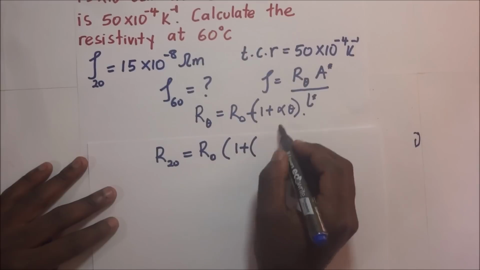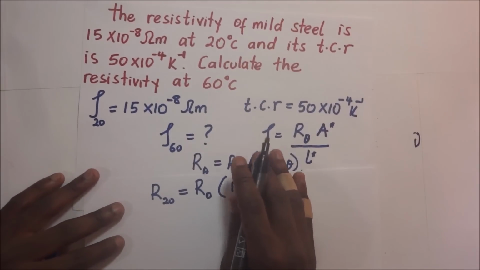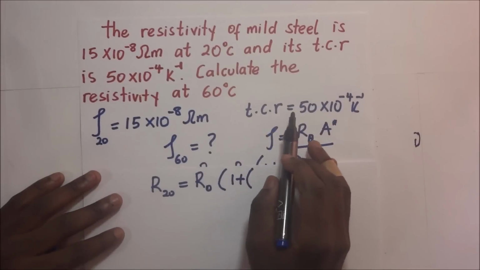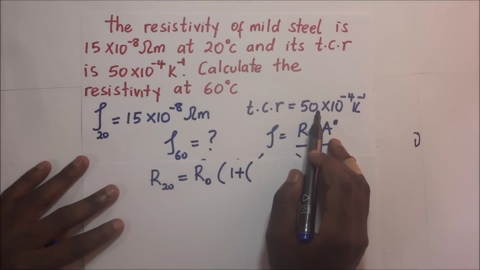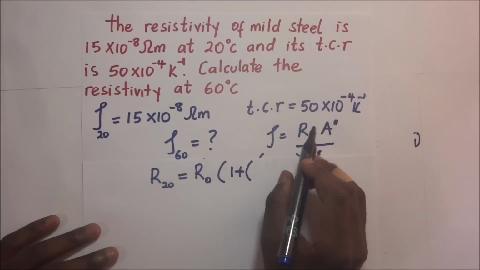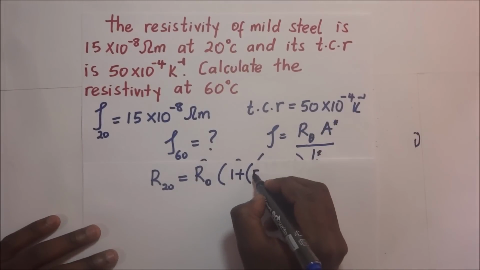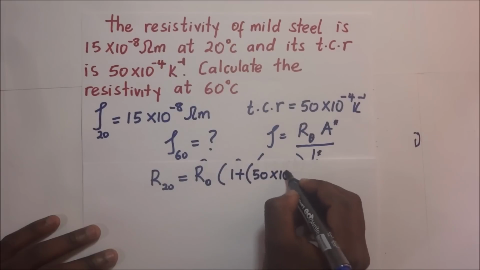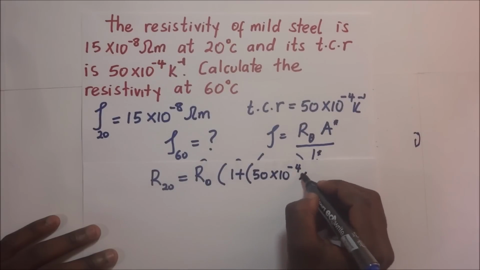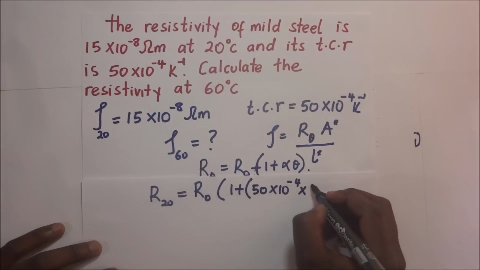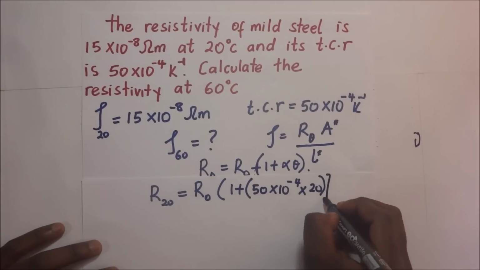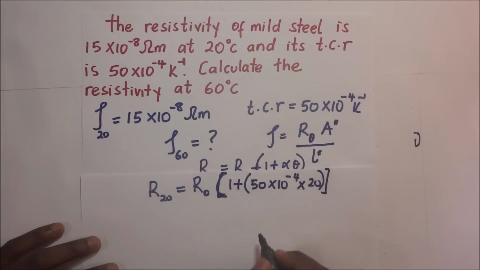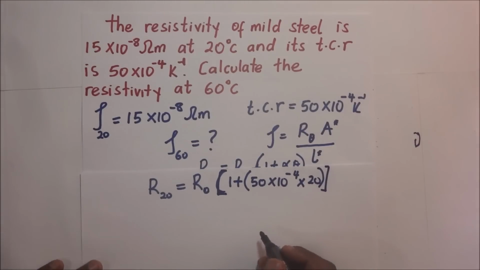Now it is 1 plus our alpha here. We know our alpha, the temperature coefficient of resistance, is already given as 50, so it's going to be 50 times 10 to the power negative 4, multiplied by theta, which is 20. So that will make our first equation.